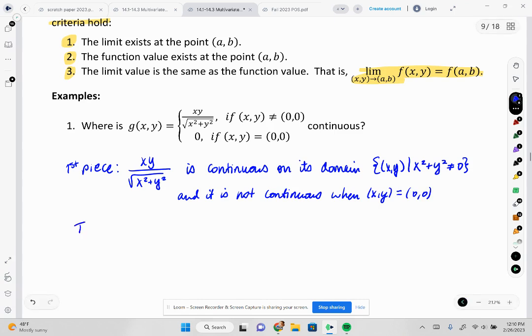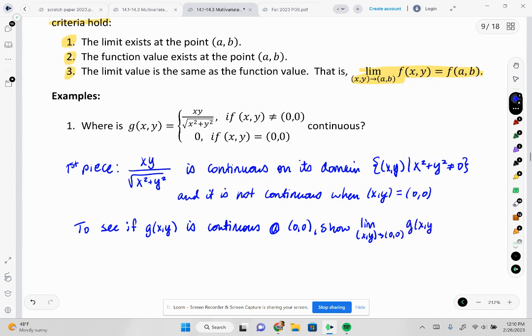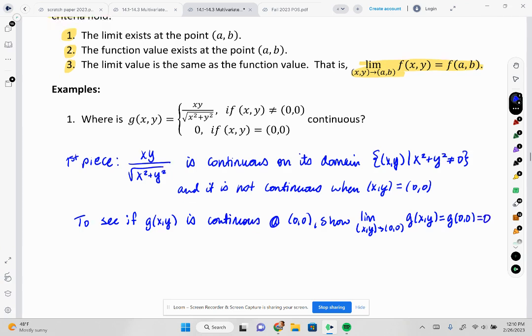So that's what the domain is saying. Now, to see if g of xy is continuous at 0, 0, show that the limit as xy approaches 0, 0 of g of xy equals g of 0, 0, and that is equal to 0. If we can show that's true, then we're in business.